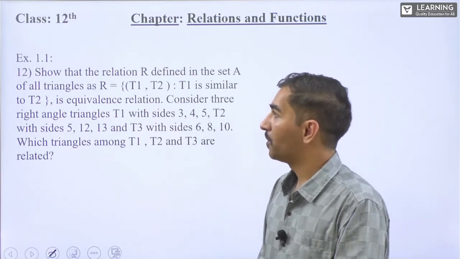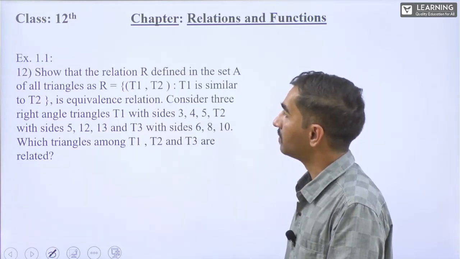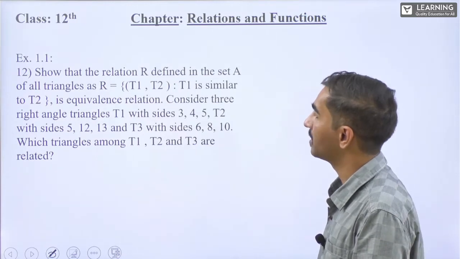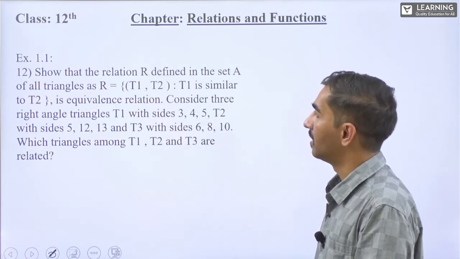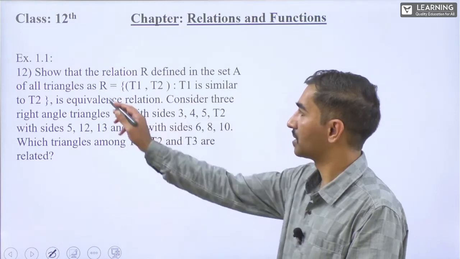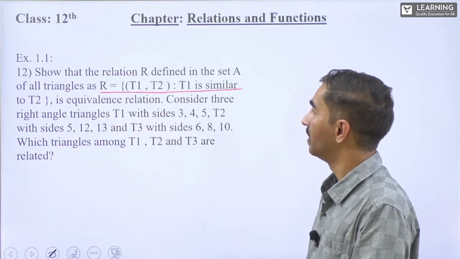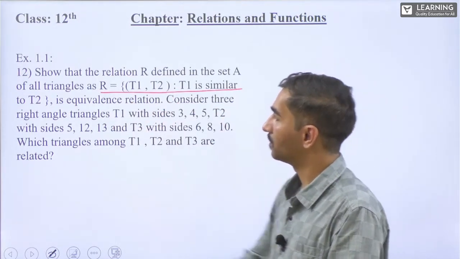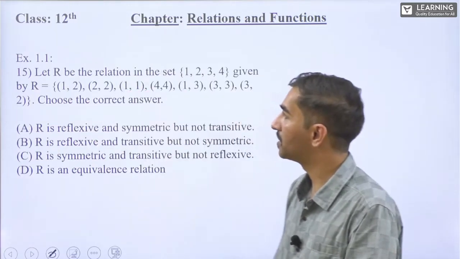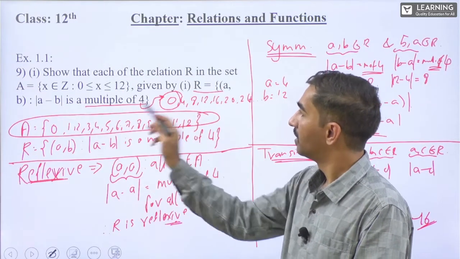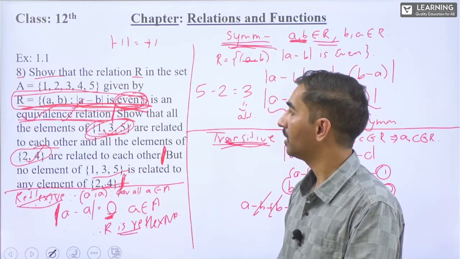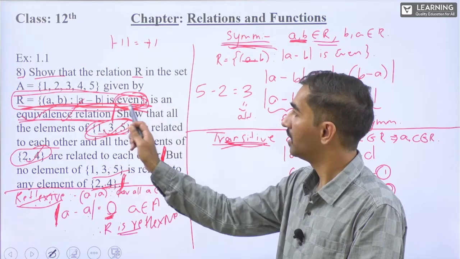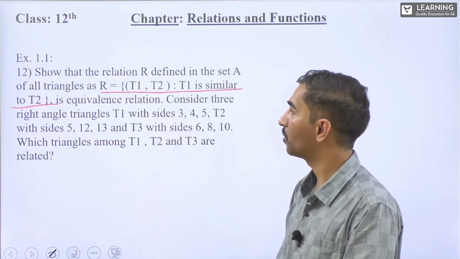Same exercise 1.1, question number 12. So the relation R defined in the set A of all triangles. Relation R is given like this, students. R equals T1 comma T2, where T1 is similar to T2. So previously, students, in the relation, if you observe, it was a multiple of 4 here, and there it was even. So in the next question, what do we have?